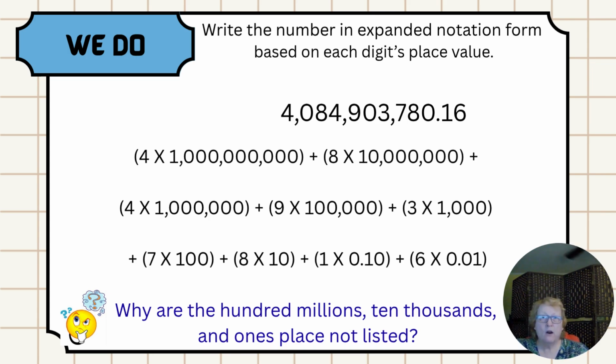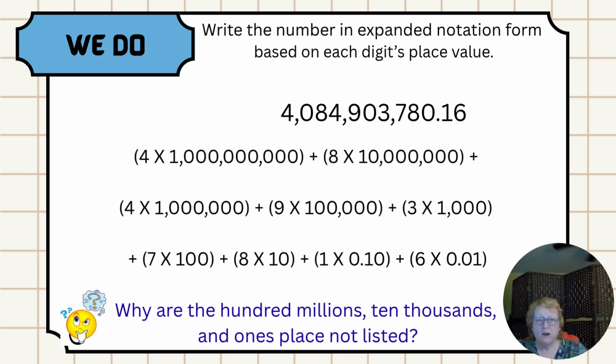4 times 1 billion, plus 8 times 10 million, plus 4 times 1 million, plus 9 times 100,000, plus 3 times 1,000, plus 7 times 100, plus 8 times 10, plus 1 times 1/10, plus 6 times 1/100. All right, that is the expanded notation format for this number.